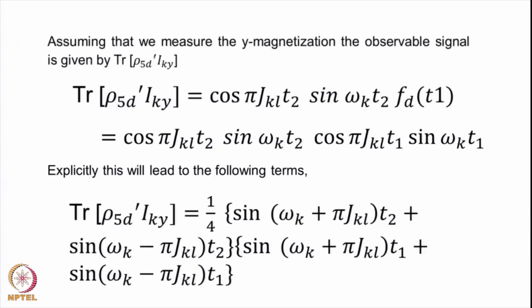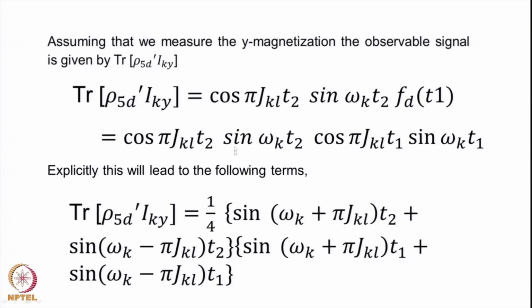Now, which of these we retain depends upon what signal we are going to measure, and we will have to see what components we have to retain. Let us assume that we detect Y magnetization. We will have to take the trace of the density operator with IKY. So, when we do that, we will only have this one here. This will represent our signal: cosine pi jkl T2 into sin omega k T2 FD T1. Now, put back this FD T1, you have here cosine pi jkl T2 sin omega k T2 multiplied by cosine pi jkl T1 sin omega k T1.